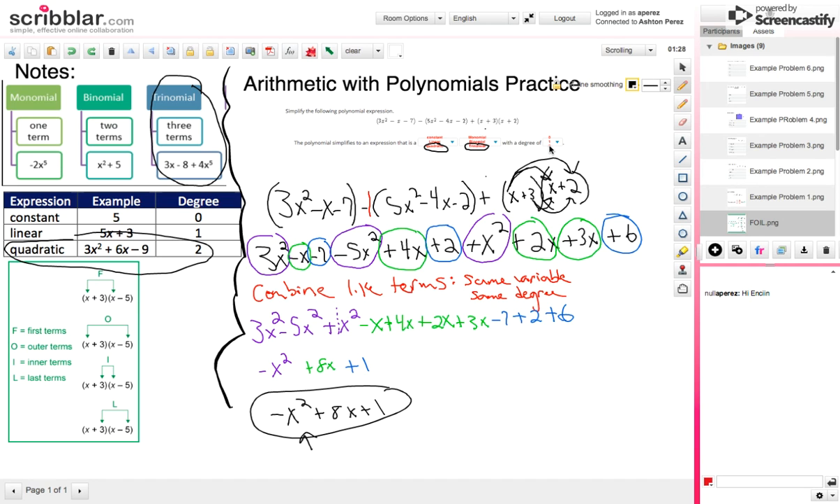And lastly, we've already established that it has a degree of 2. How do we know? Well, it has an x squared. If you have an x squared, it is a degree of 2. And how many terms? 1, 2, 3. 3 terms equals trinomial. Okay.